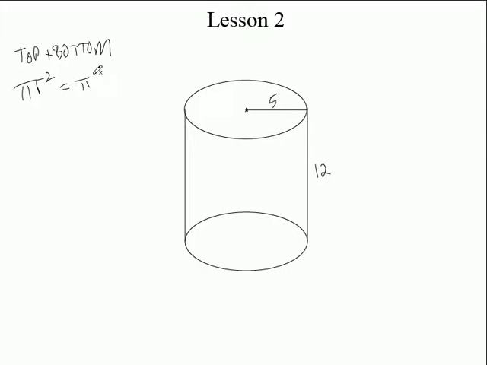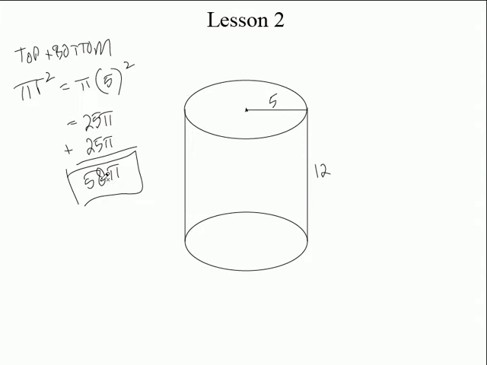It's just pi and then 5 squared, which is what? 25 pi. Let's just keep it 25 pi. Let's not even put it in a calculator yet. All right, so 25 pi plus what? Another 25 pi, which gives you what? 50 pi. So let's hang on to that just for a second.